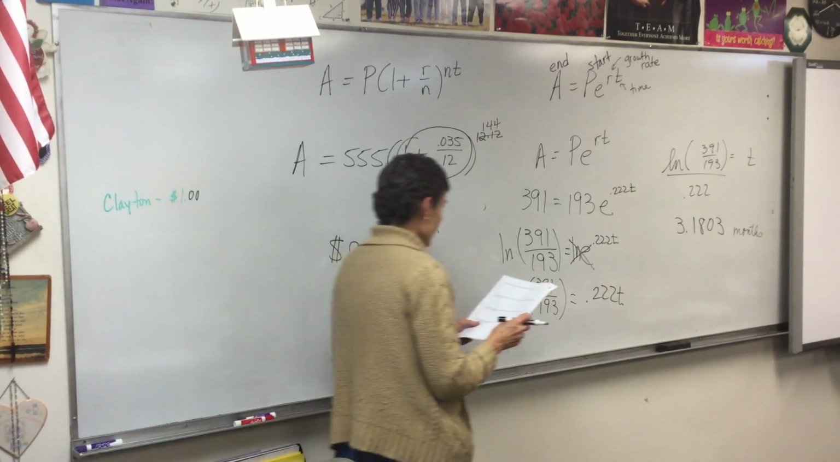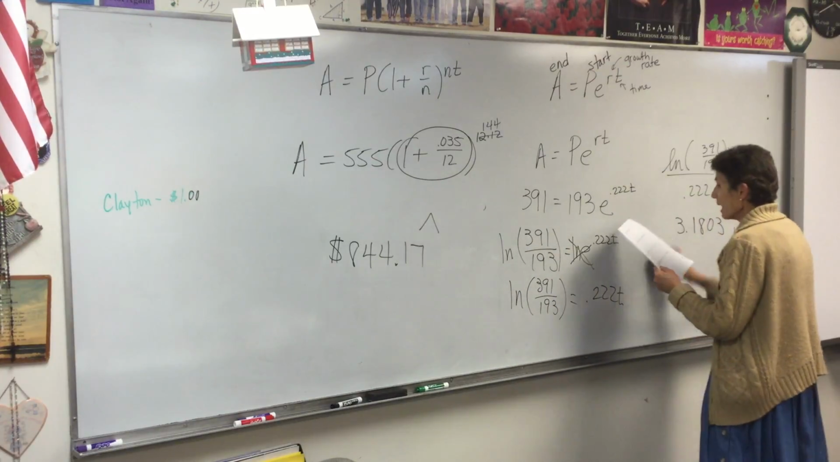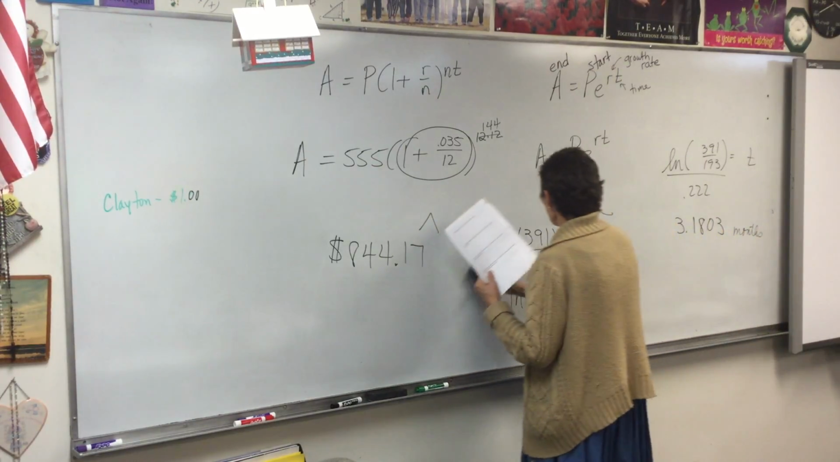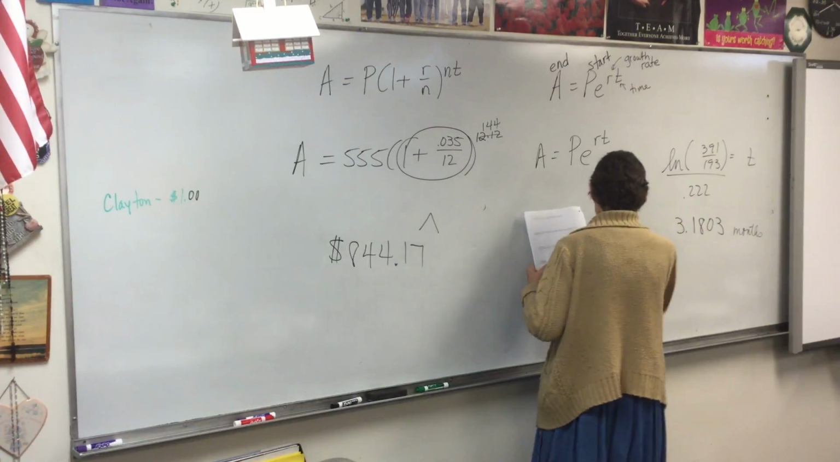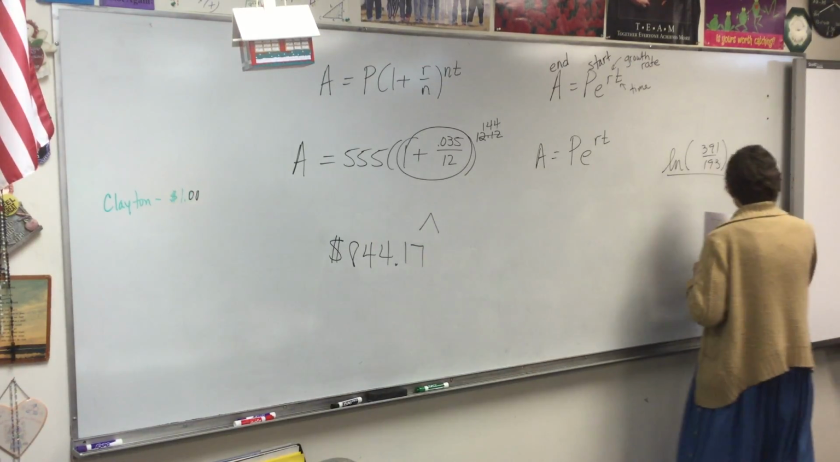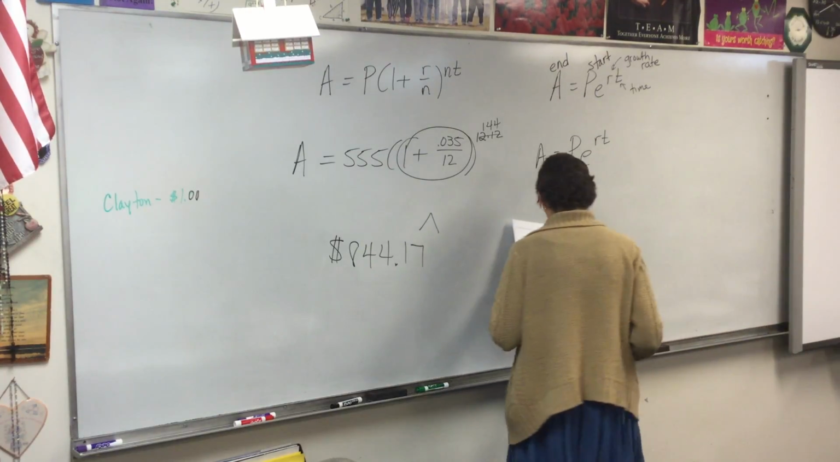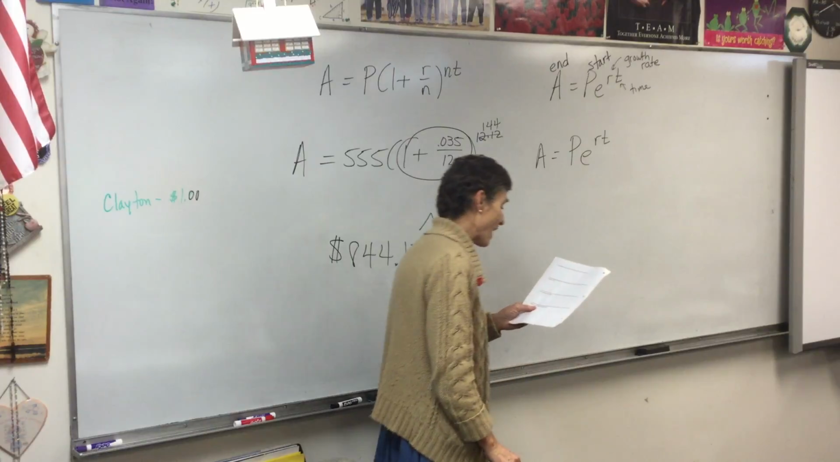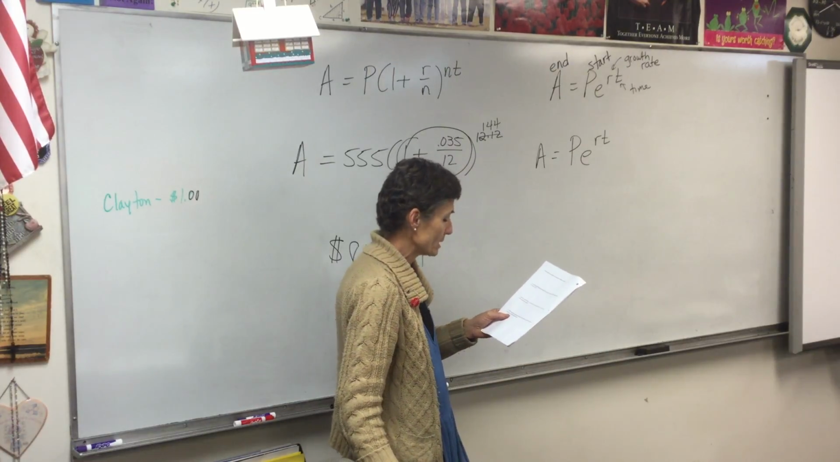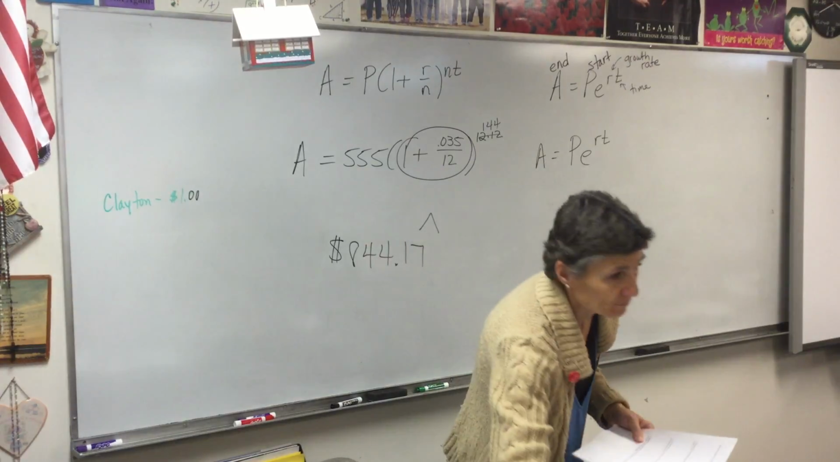Two more problems and we're done. We're going to do 8 and 5. So here we go, number 8. What interest rate, compounded continuously, PERT, compounded continuously is PERT. So what interest rate will be required to end up with $1,000 after 3 years if $890 is deposited?